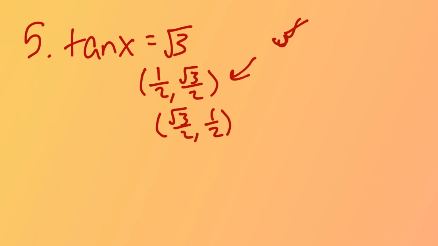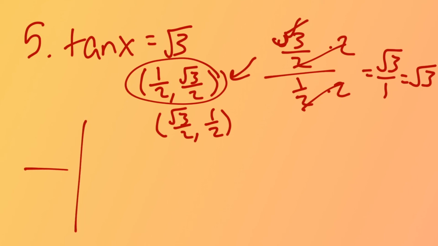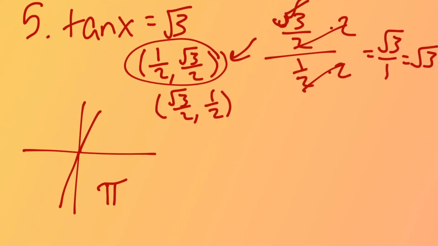Radical 3 over 2 over 1/2. Let's simplify it and see if we get radical 3. I'm going to multiply both by 2. 2's cancel. We get radical 3 over 1, which is radical 3. So that one did work. This is the right coordinate. Now we need to find the angle or angles that give us this. And that's going to be pi over 3, but both of them can also be negative in order to divide and get a radical 3. So that's going to be pi over 3, 4 pi over 3.